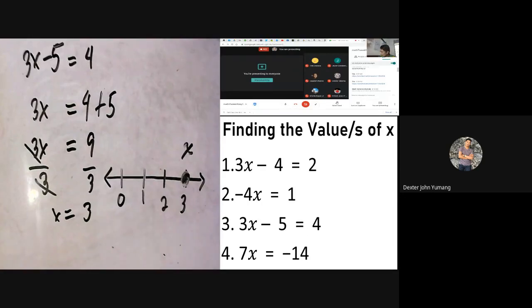Okay, type done if you're done with example number 3. Then please answer example number 4 in your notebook. Then we will check your notebook. Please answer number 4 after this. Let's see if you know it already. Just answer in your notebook. I'll be giving you 2 minutes.